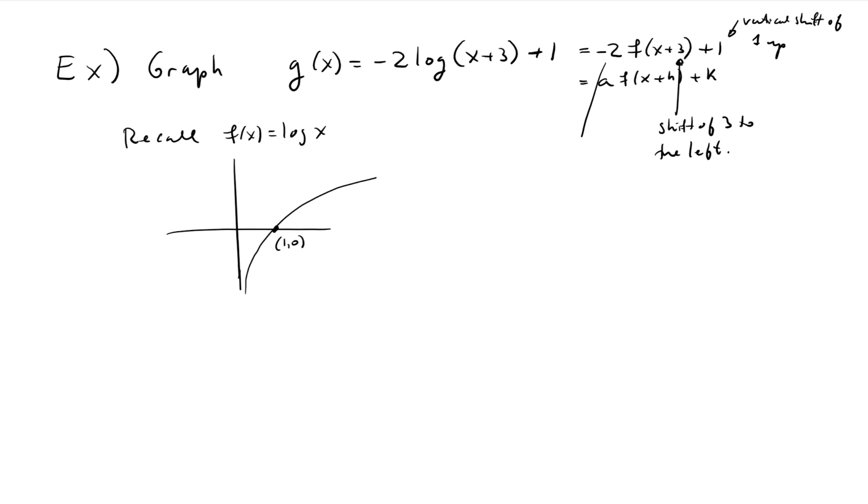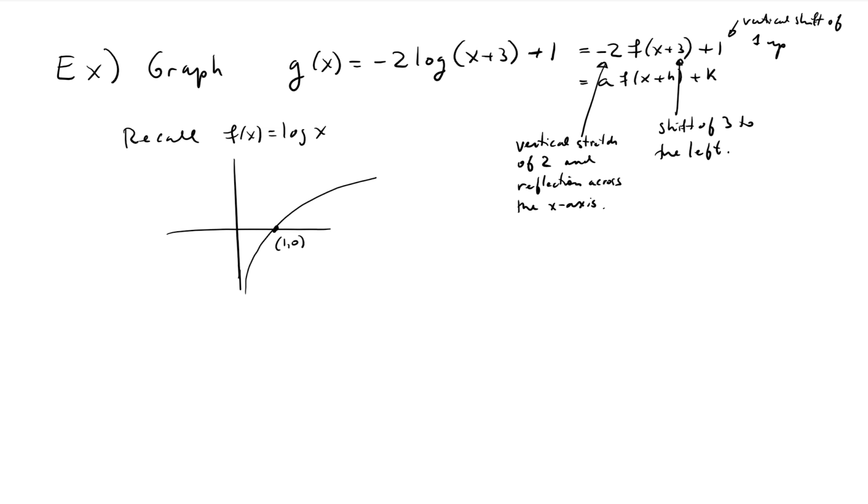And this guy here, the minus 2, does two things. The 2 performs a vertical stretch, and the minus flips the graph around about the x-axis, because now all y values will change sign. So this is going to be a vertical stretch of 2 and a reflection across the x-axis.